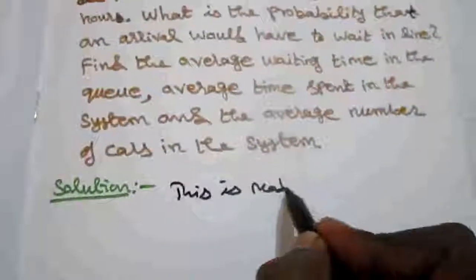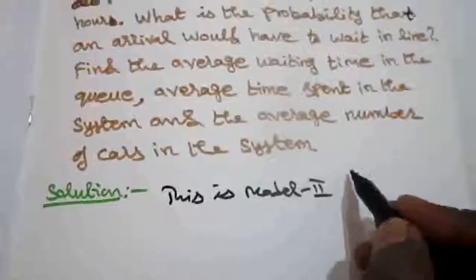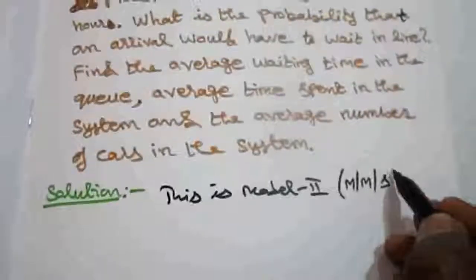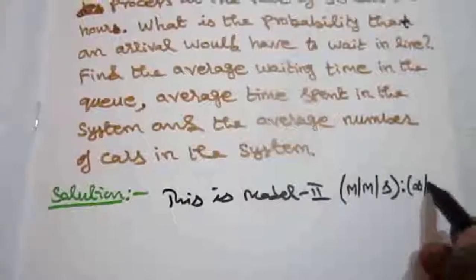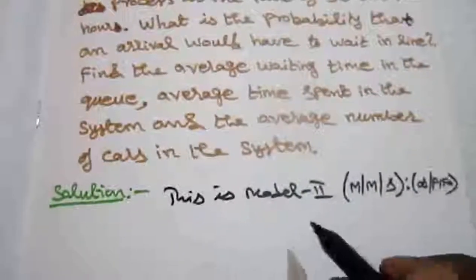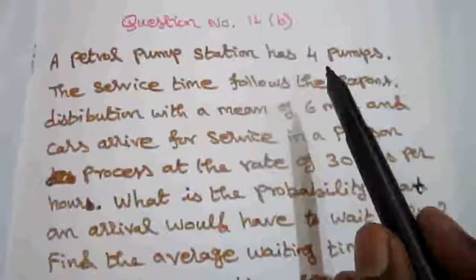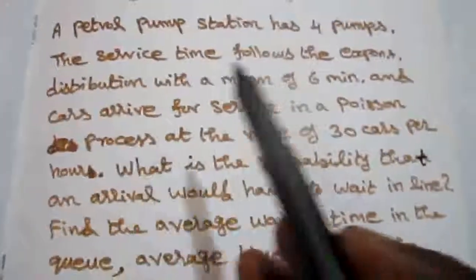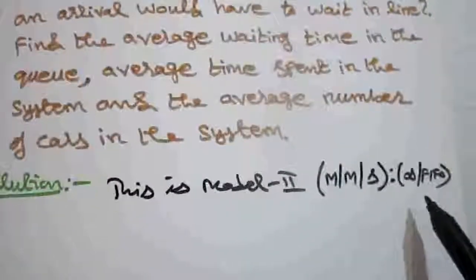So this is a problem in model 2, multi-server infinite capacity, M/M/s with infinite system and first in first out. So this is model 2 because there are 4 servers for service, so multi-server, and the capacity of the system is not mentioned here, so infinite capacity.